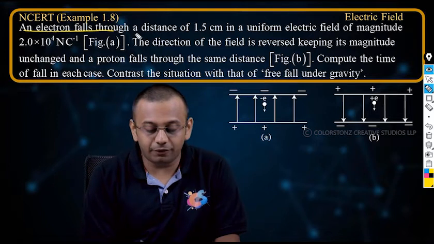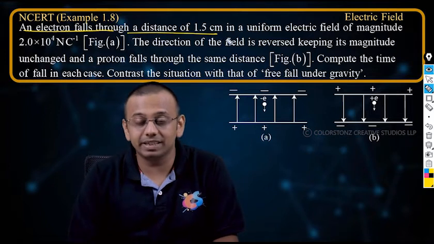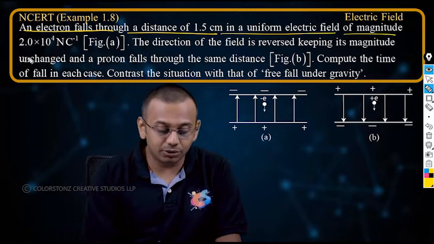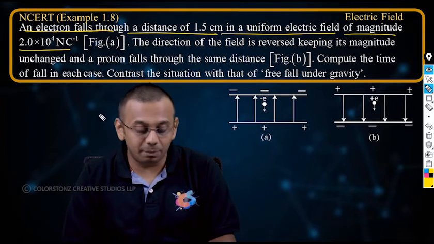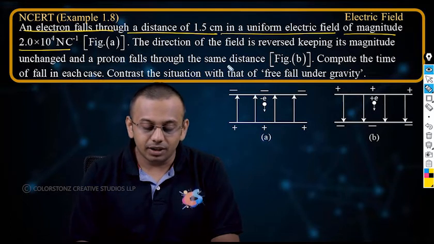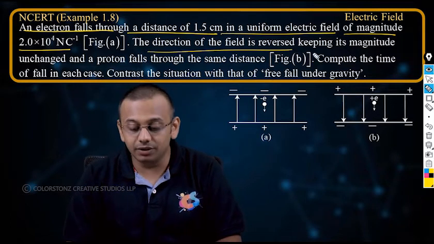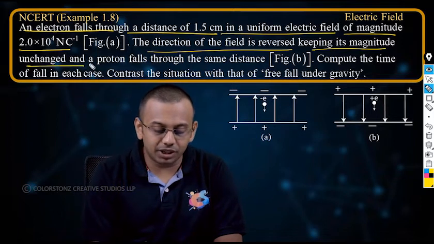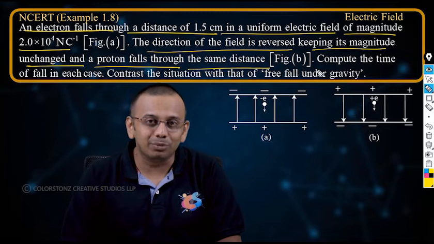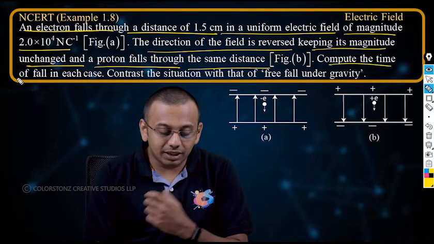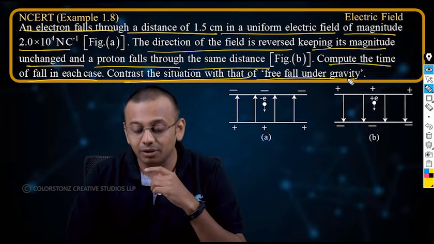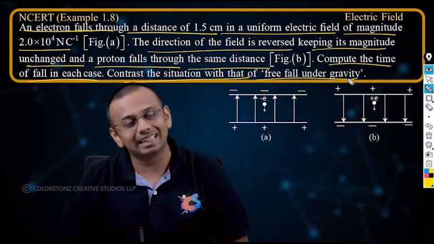An electron falls through a distance of 1.5 centimeters in a uniform electric field of magnitude 2 × 10^4 Newton per Coulomb, as shown in this figure A. If the direction of the field is reversed, keeping its magnitude unchanged, and a proton falls through the same distance as shown in figure B. Compute the time of fall in each case. Contrast the situation with that of free fall under gravity.